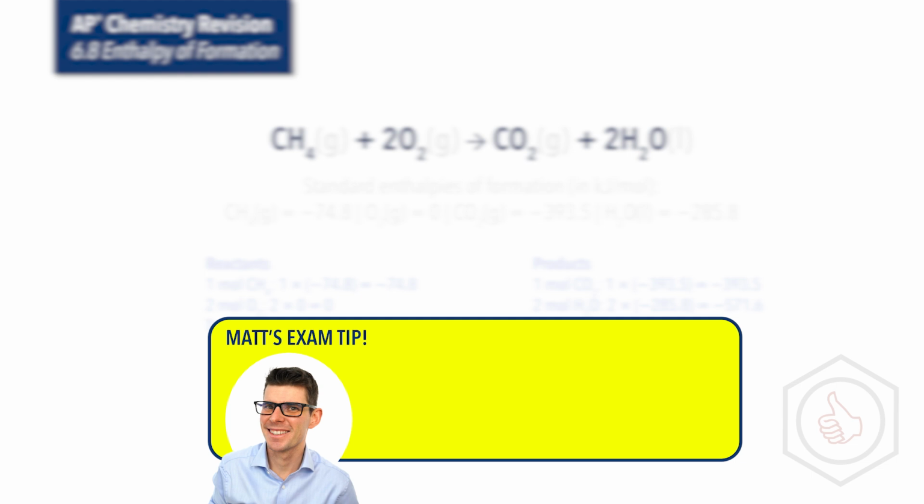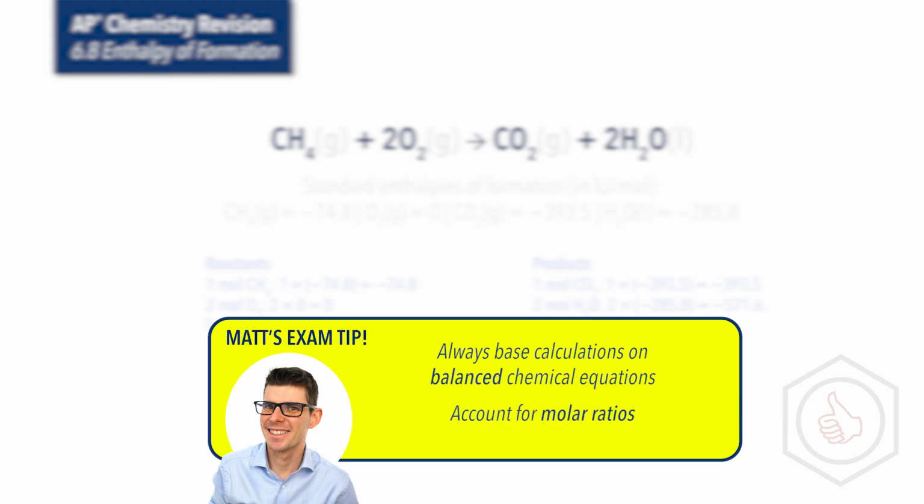Exam tip here. Always base your calculations on a balanced chemical equation and account for the molar ratios, so the coefficients, of all substances involved. For example, if the balanced equation shows 2 moles of something are formed, you must multiply the enthalpy of formation for that substance by 2 when calculating the total enthalpy change. This is a common area of lost marks for students.